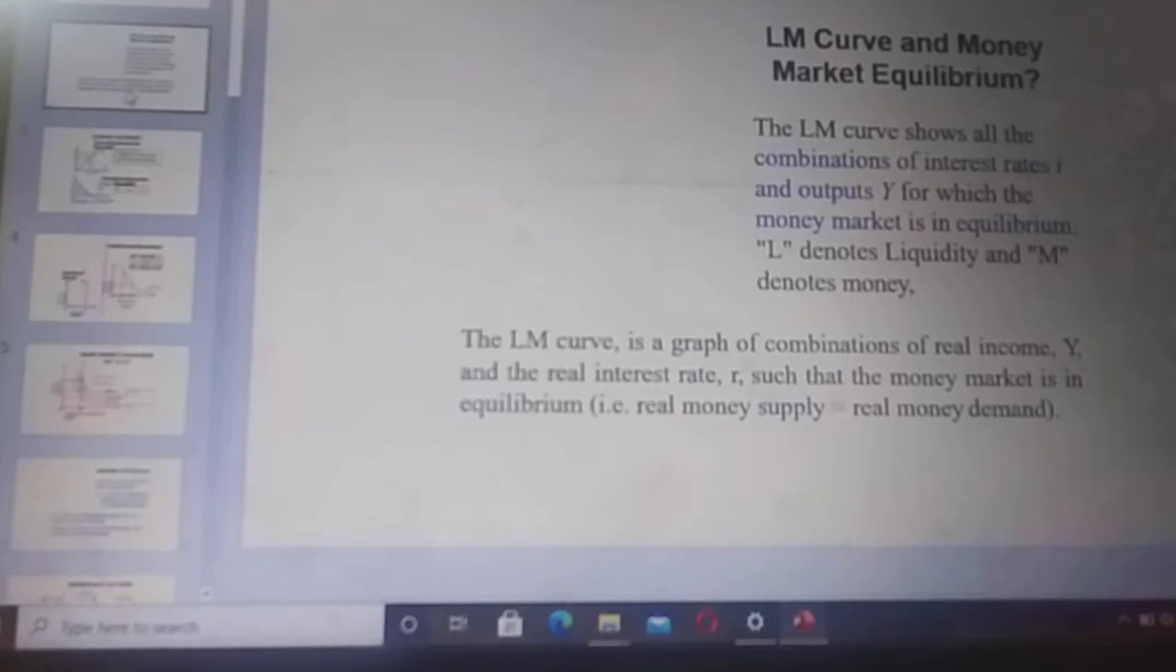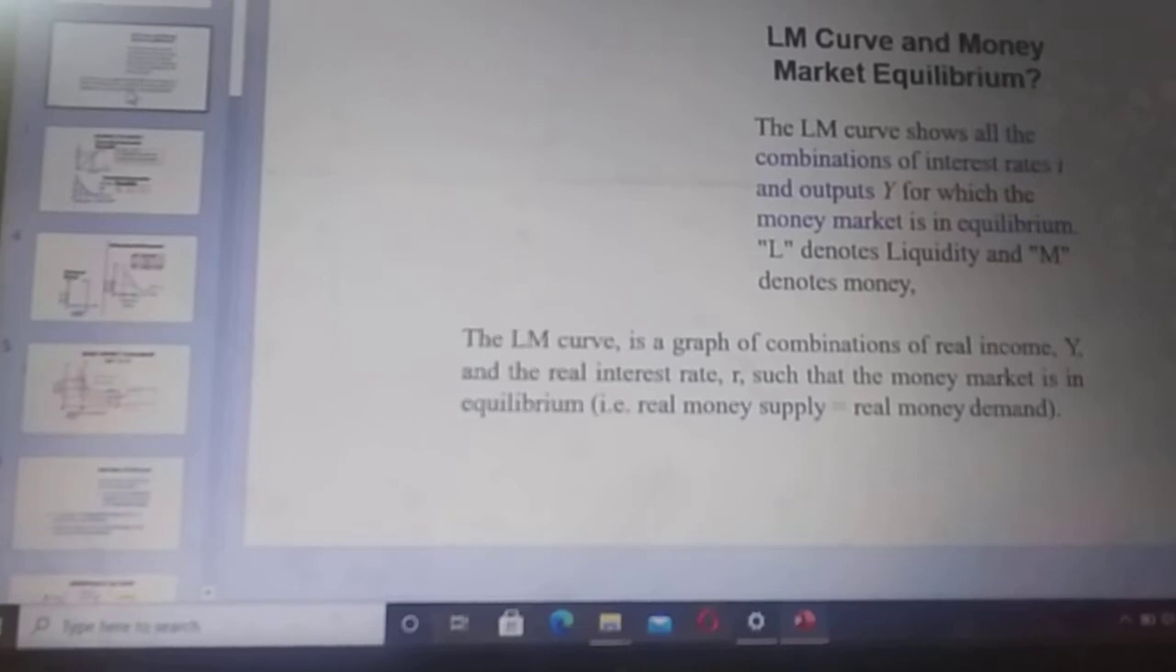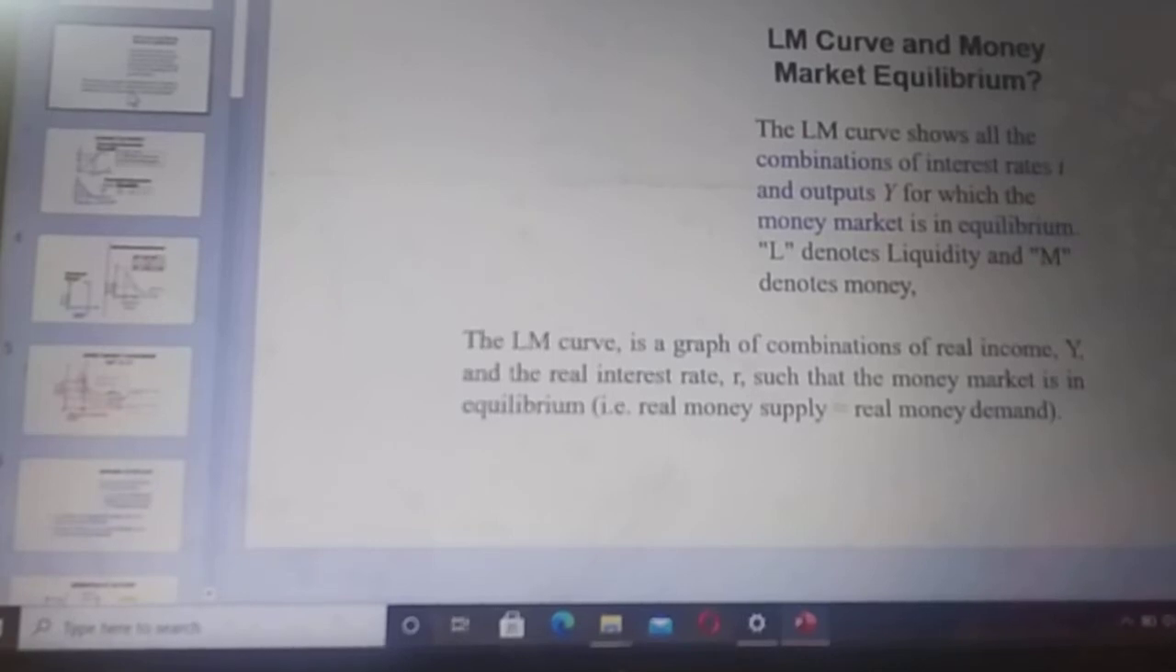The LM curve actually shows all the combinations of the interest rates and the income, or we can say the output, for which the money market is in equilibrium. The point of equilibrium in the LM curve will be that point where we'll find the combination of the interest rates and the output. So the L denotes the liquidity and M denotes the money.